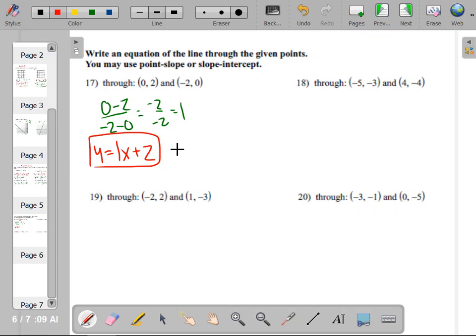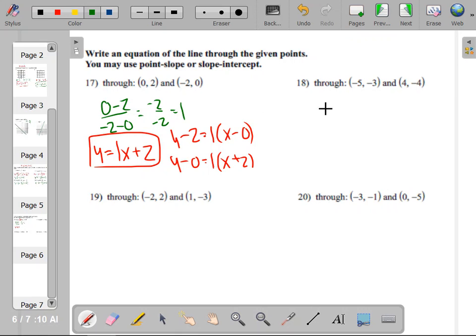Or you could do it in point slope. Y minus 2 equals the slope 1, x minus 0. Or you could use the other point. Y minus 0 equals the slope of 1, x minus -2, x plus 2. Same thing we did right above. Either of these are correct in point slope, and this is fine in slope-intercept. So any 3 of these in red would be marked correct. They're all good. Let's do a couple more.